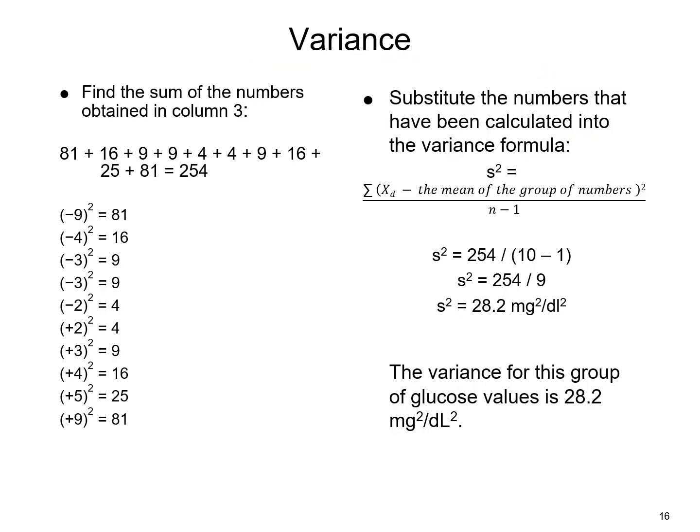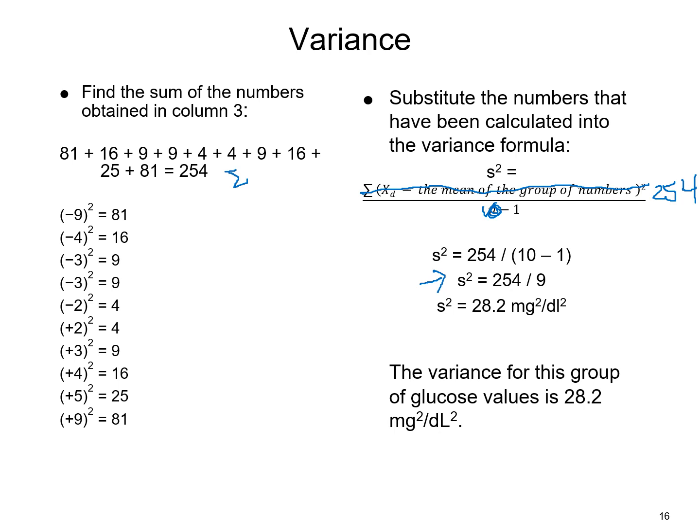So when we've summed all of those numbers, that gave us a value of 254. So again, this whole portion right here that we just did is 254. And of course, we're going to take our total number, which is 10, and subtract 1, which gives us 9. So we're at 254 divided by 9, which gives us a variance of 28.2 milligrams squared per deciliter squared.